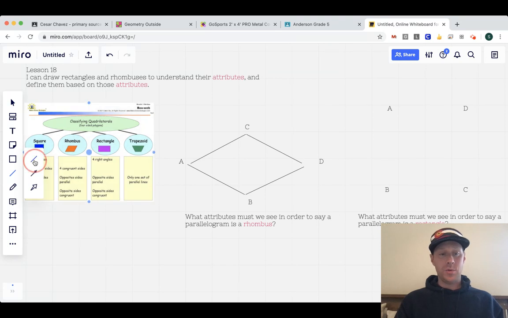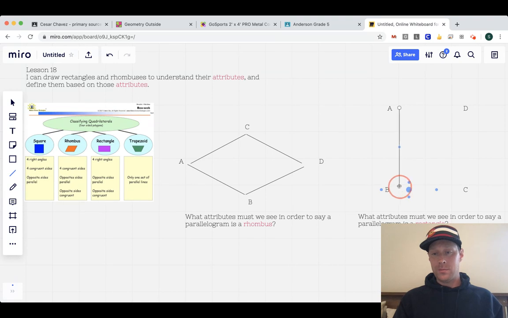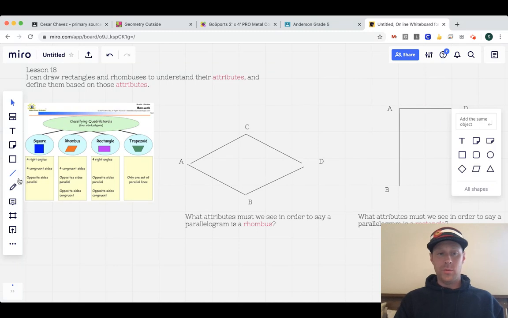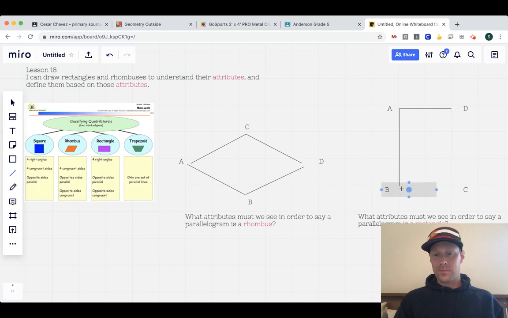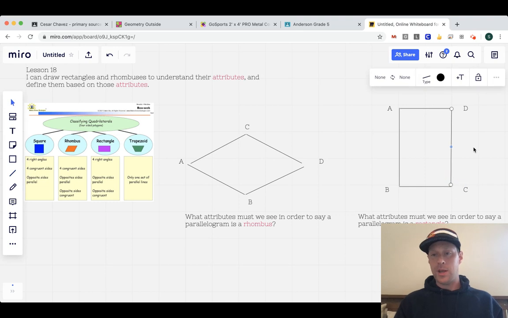Let's get our same tool and draw straight lines. We're going to start with line AB. Then we're going to draw line AD. Two more lines, BC and DC. What do you notice about this shape? This quadrilateral, this four-sided shape.